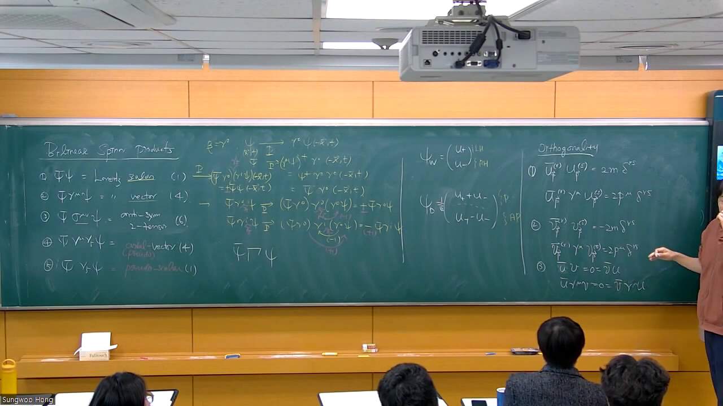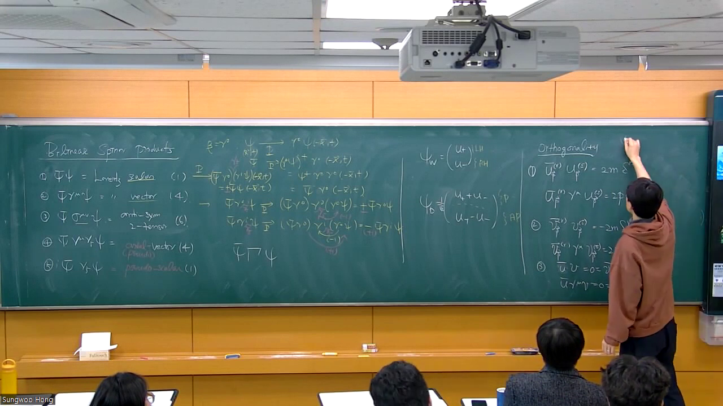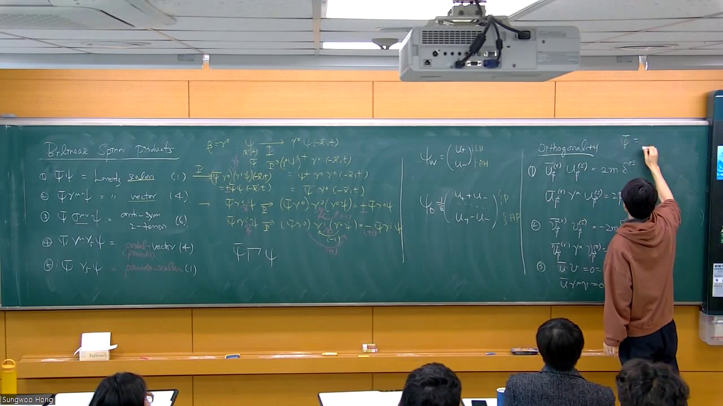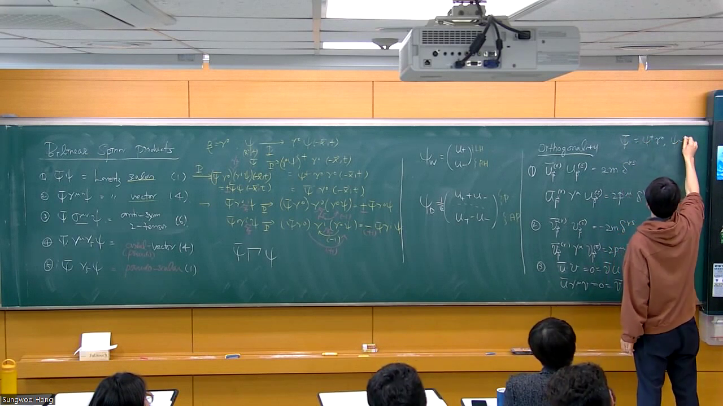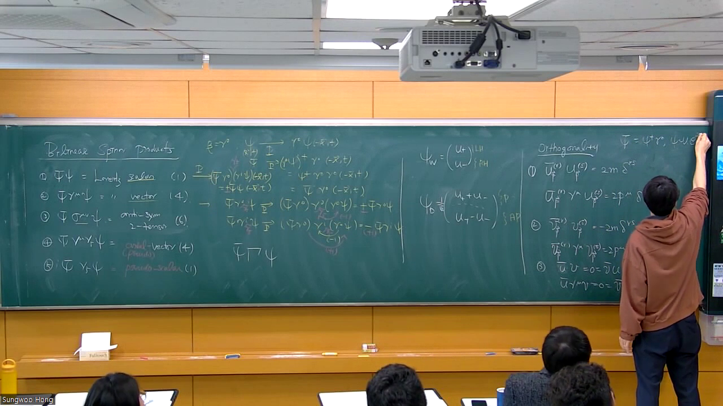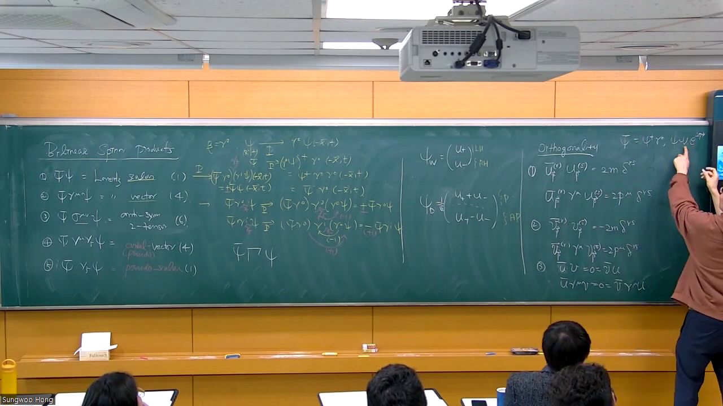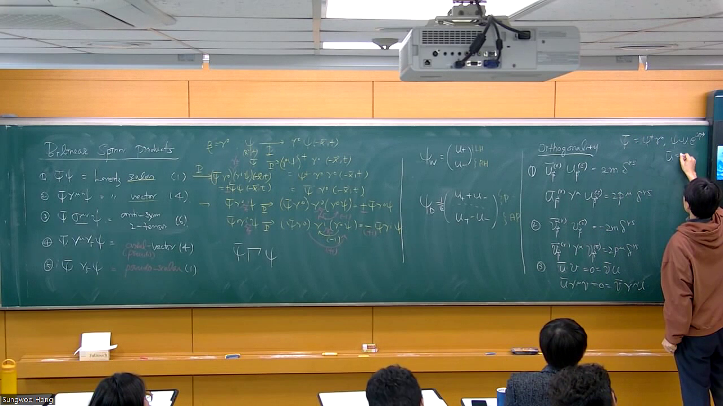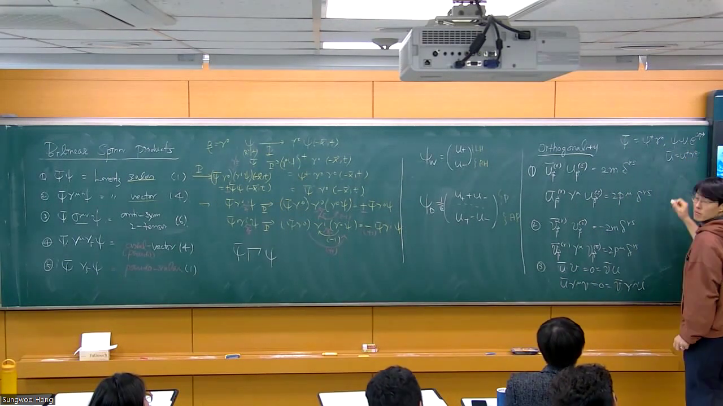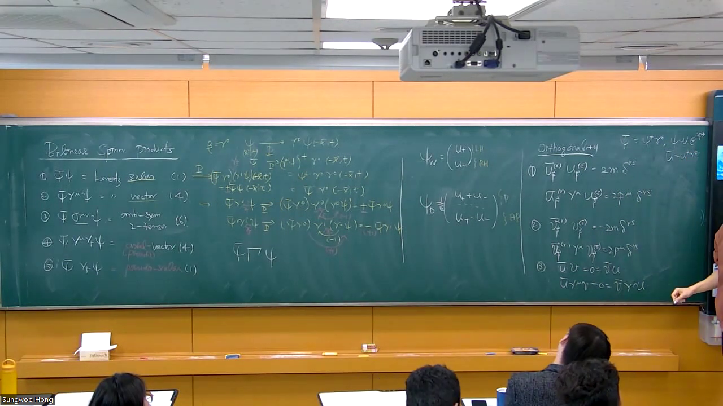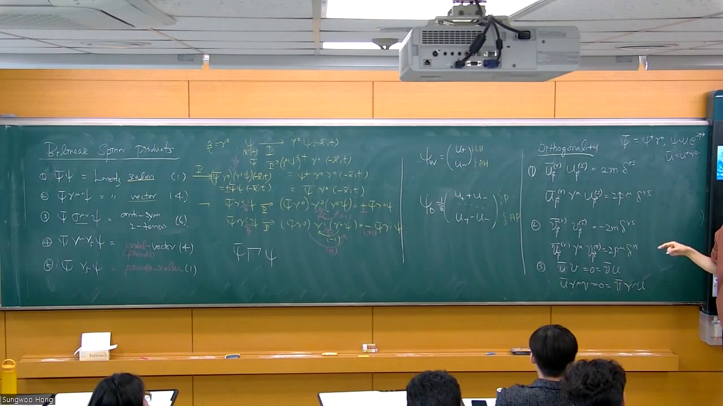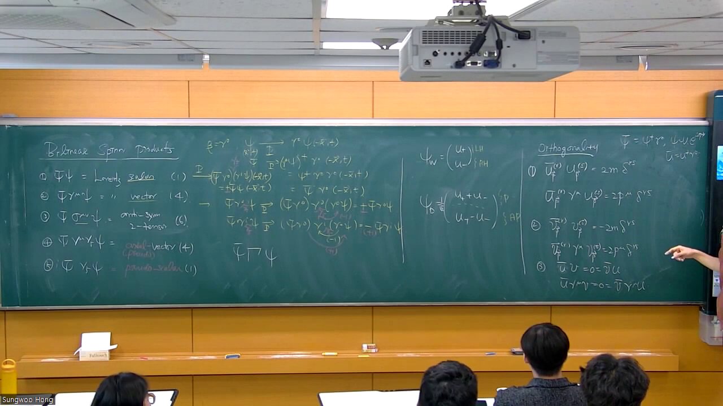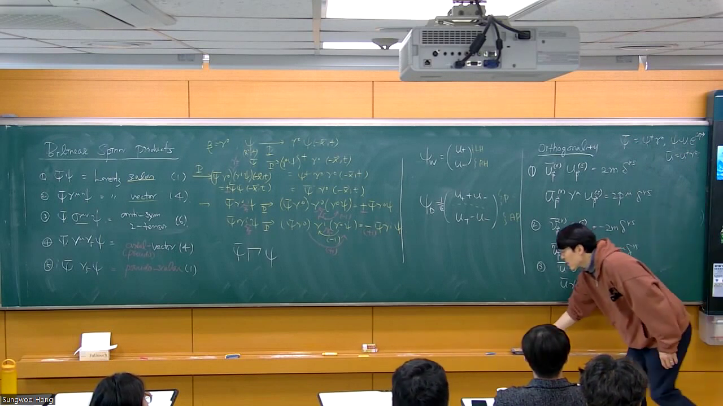Yes? How U bar and V bar are defined? Good. Since psi bar is psi dagger gamma 0, and psi is U times e to the minus i p dot x, therefore, using this relation, U bar was literally U dagger gamma 0. Literally the same. Make sense? This is an induced expression coming from this. Okay, thank you. Good. Let's move on.